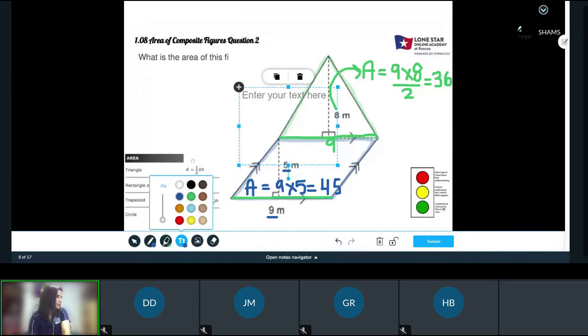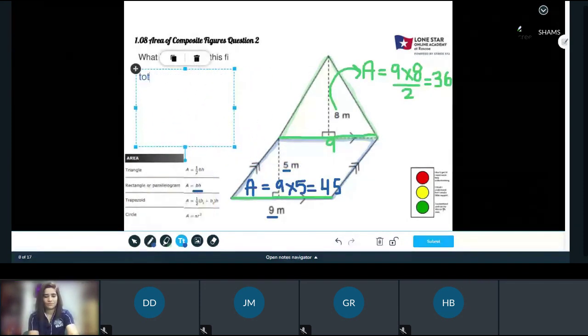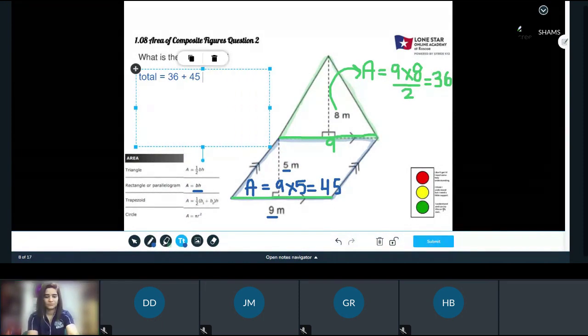So in order to find the total area, we will combine the two. Total is area of the triangle, 36, plus area of the parallelogram, 45. Will give you 81 as total. And the units are square meters.